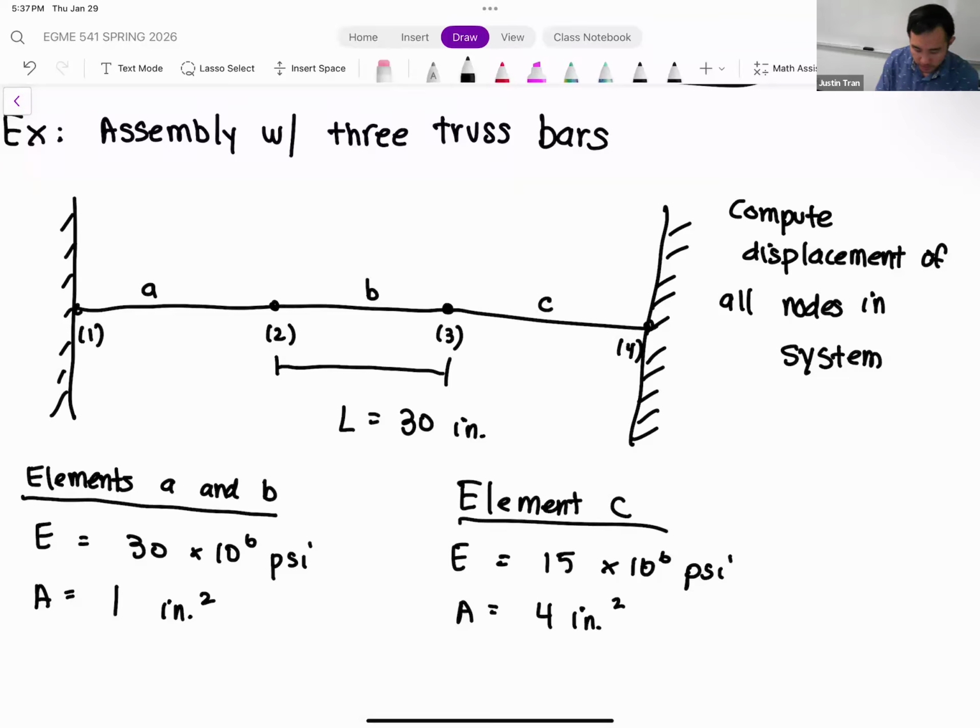Oh, I forgot the force, right? So actually, in this current state, all the displacements will be 0 because we're not applying any force. So we do need to apply a force. So let's say we're going to apply a force at node 2, and this force is going to be equal to 3,000 pounds. All other nodes are going to have no forces, and obviously node 1 and node 4 are going to be fixed to the wall.